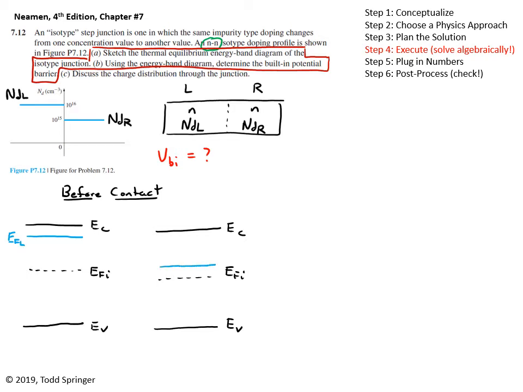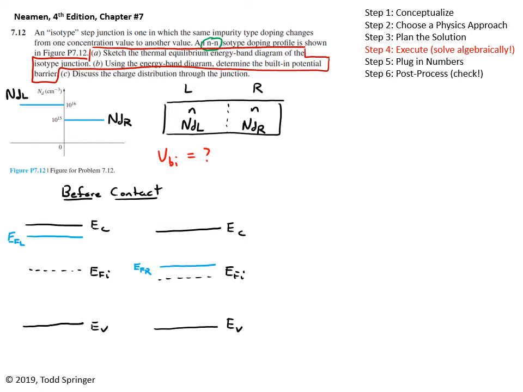And then here, this will be EF on the right. Notice I put them at different levels because the doping is different on each side. So the more doping I do, the higher up the Fermi energy is. There's a higher Fermi energy on the left side than on the right side.